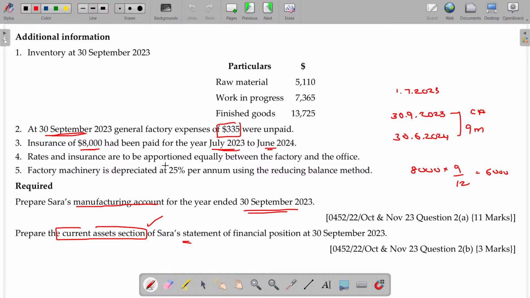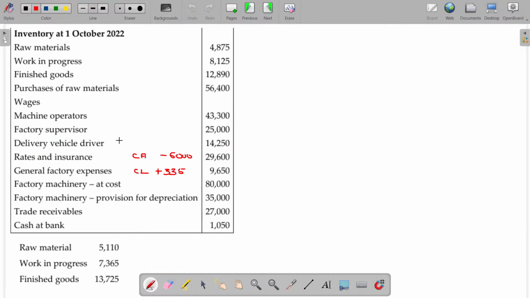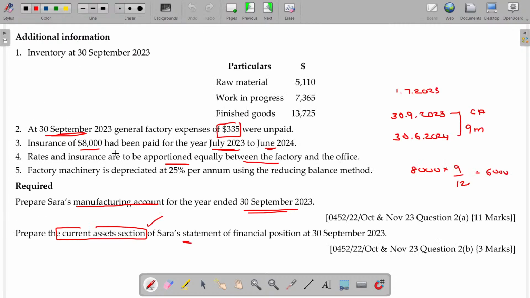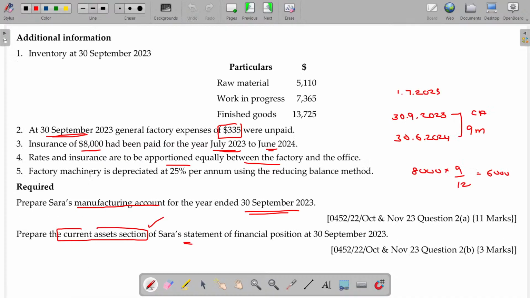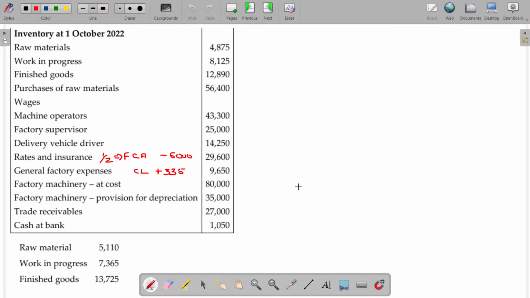Rates and insurance are to be apportioned equally between factory and office. Okay, rates and insurance. So, half only for factory. And then factory machinery is depreciated at the rate of 25% per annum using reducing balance method. Whatever the cost, from there accumulated depreciation is subtracted, balance on that 25% depreciation will be calculated.